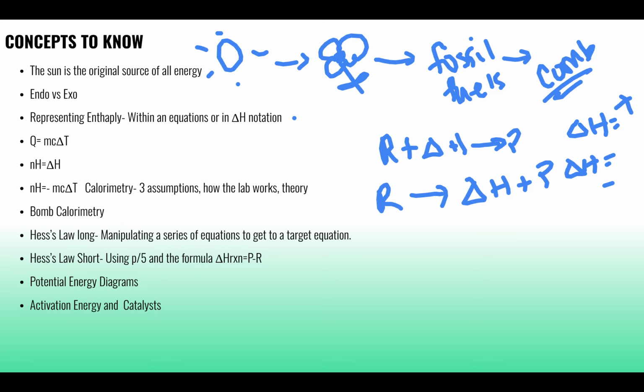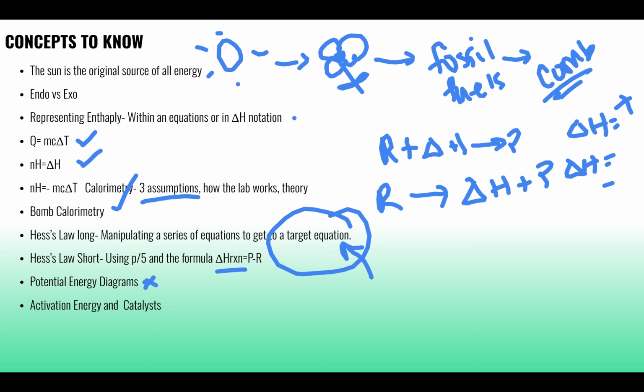So then the two ways you can see it. We have those formulas we just talked about. We talked about the three assumptions. We've talked about bomb calorimetry. Then there's Hess's Law long, and this is when you have the series of equations that you're using to get to your target equation. You also have Hess's Law short, how we talked about that.